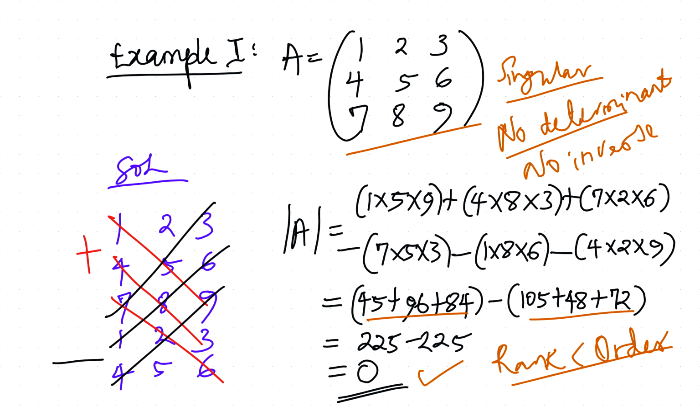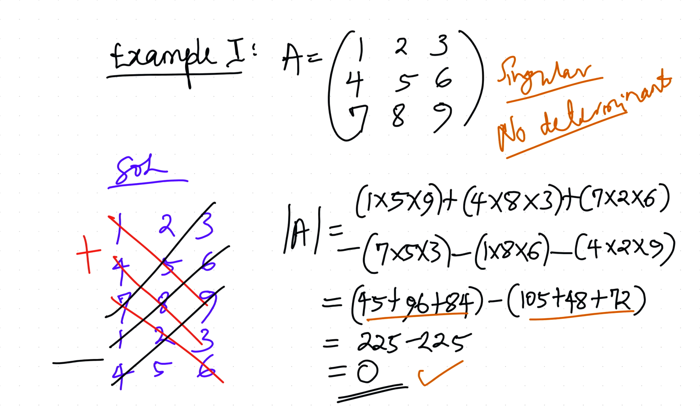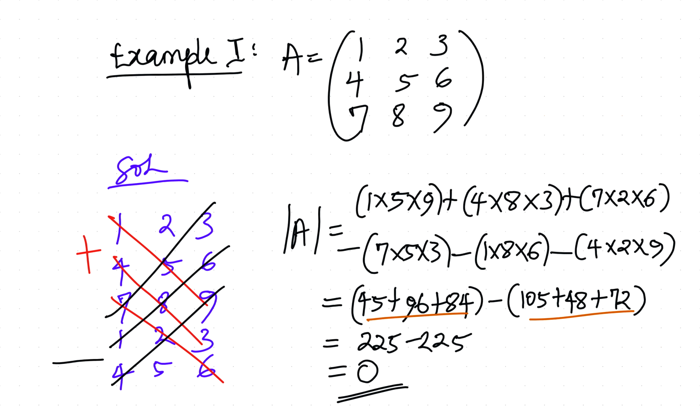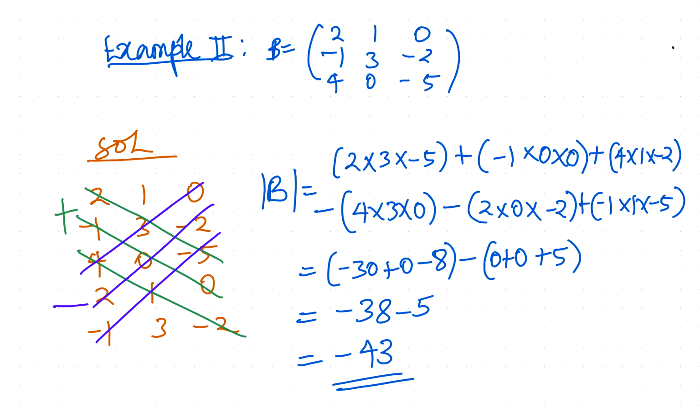Okay. So that's easy. We take one more example and see how that goes. All right. So let's go to the next one. Example 2. See what you have. So this matrix is what you have now. 2, 1, 0, minus 1, 3, minus 2, 4, 0, minus 5.